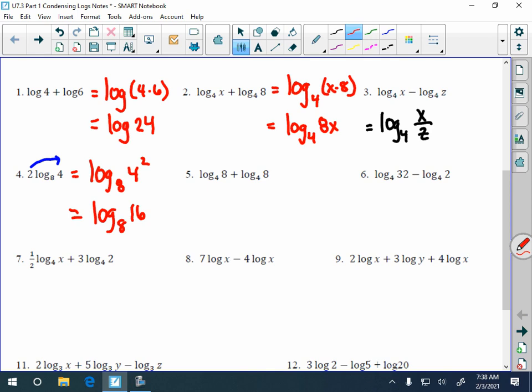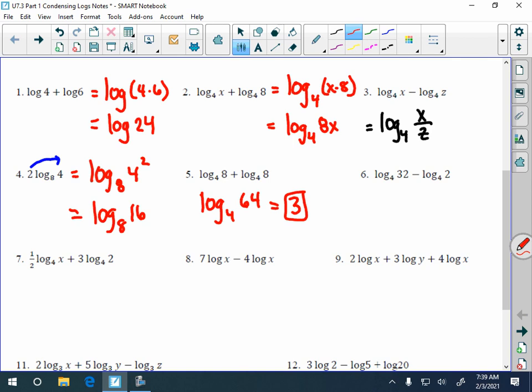All right, number 5, log base 4 of 8 plus log base 4 of 8. So that's log base 4 of 8 times 8, which is 64. 8 times 8. And then we can simplify this because there is a 4 to a power that equals 64, and that'll equal 3. All right, so this will simplify down to 3. So even though the original log base 4 of 8, you couldn't simplify that, we can simplify once we multiply them together.